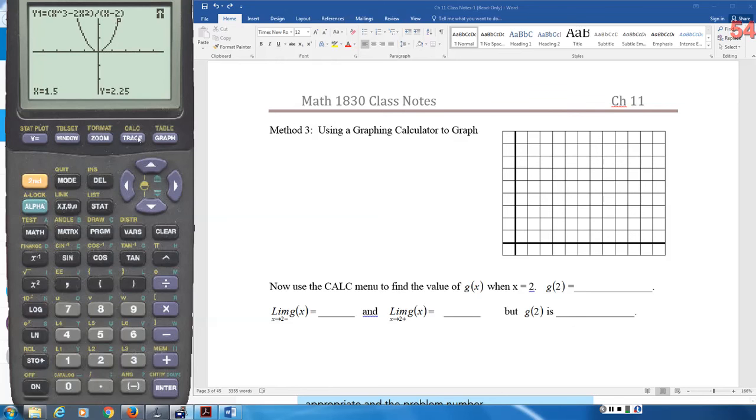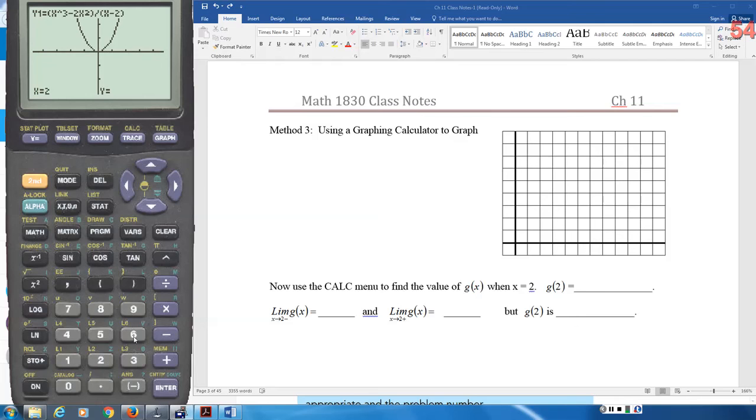If you hit second trace and choose value, the very first thing, and say where is x equal to 2, it says, well, x can be 2, but the function doesn't have a value when x is 2. Notice that the y is blank. It doesn't tell you anything. That tells you that there is what we call a hole at x equals 2 in that function.